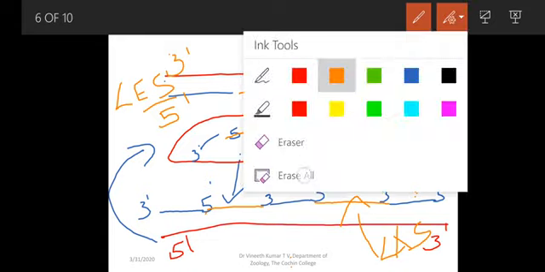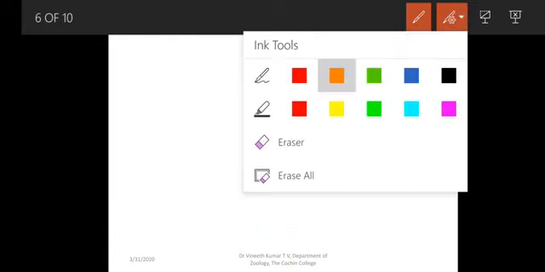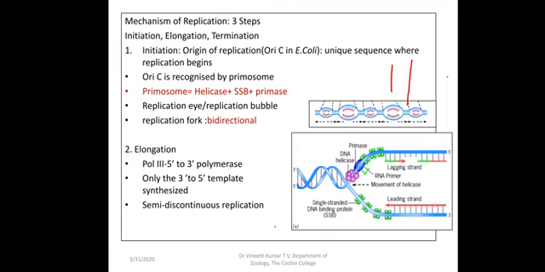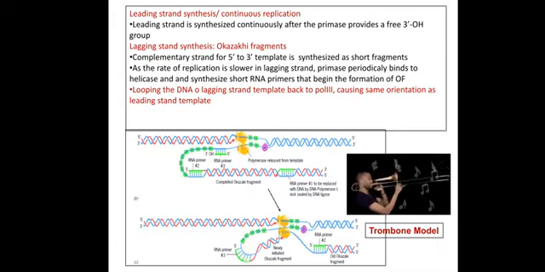So that was it. Now we'll move on to the other ones. Coming to the elongation again, we have explained the elongation process. It is done by Pol 3, which works 5' to 3'. Only one strand can be synthesized continuously, the other in a discontinuous manner. Hence it is called a semi-discontinuous mode of replication.